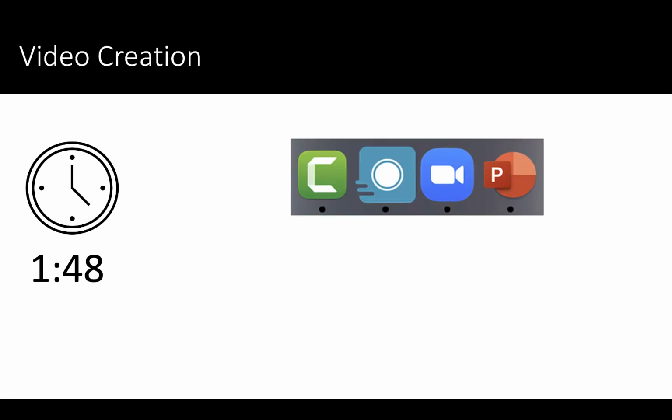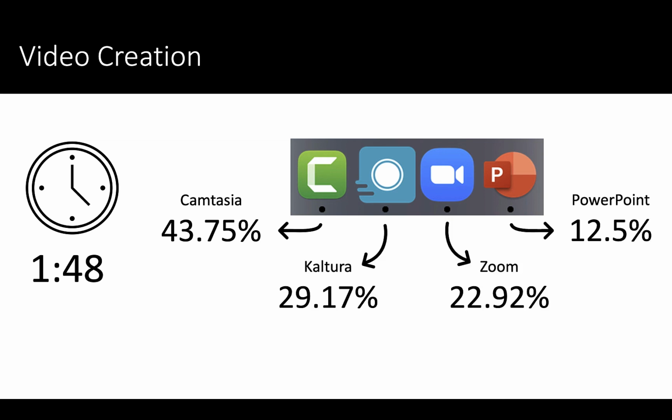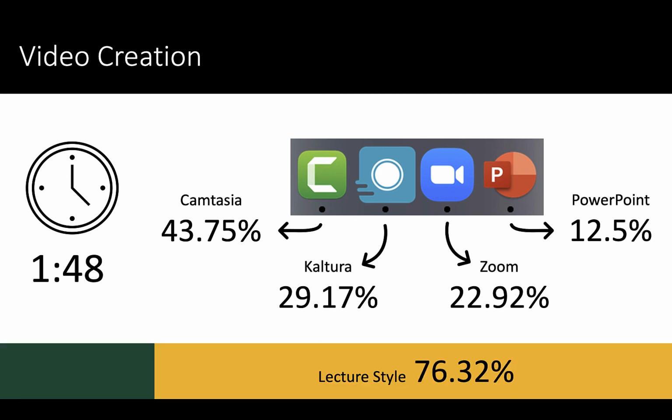Data from the survey indicated that on average, it took an instructor an hour and 48 minutes to create a single video. The most popular tools used were Camtasia, Kaltura, Zoom, and PowerPoint. However, PowerPoint use is likely underrepresented, as lecture style was reported on 76% of the responses. 3 of the 5 interviewees did not report on the survey that they used PowerPoint. However, during interviews they discussed using it.